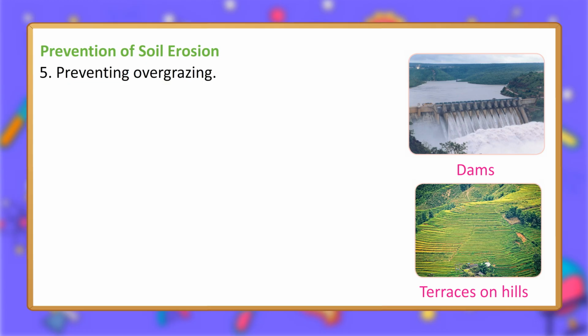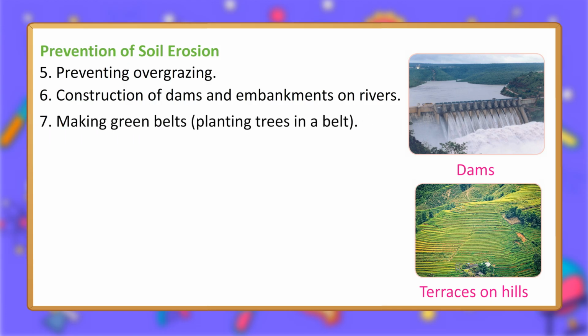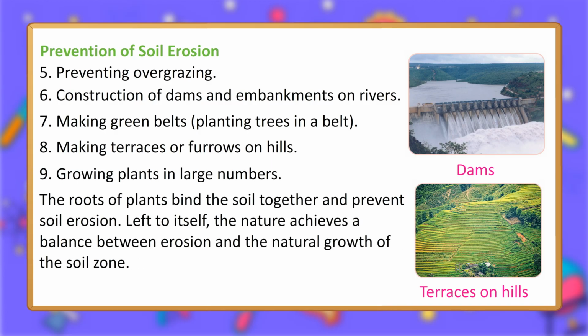5. Preventing overgrazing. 6. Construction of dams and embankments on rivers. 7. Making green belts, planting trees in a belt. 8. Making terraces or furrows on hills. 9. Growing plants in large numbers. The roots of plants bind the soil together and prevent soil erosion.